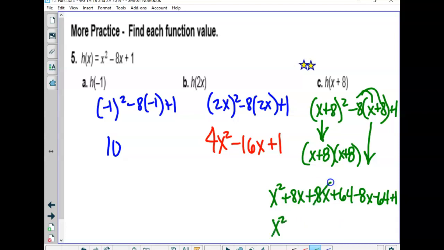So x squared plus 8x plus 1. Did anybody else get that? I was writing kind of scribbly. Yes? Brandon, did you need me to talk you through that again, or are you okay? I know it's very scribbly.